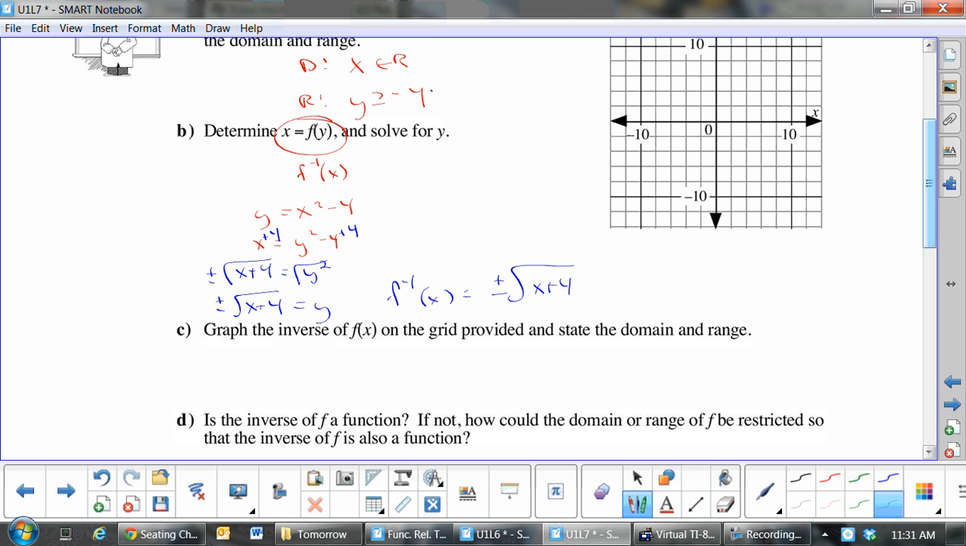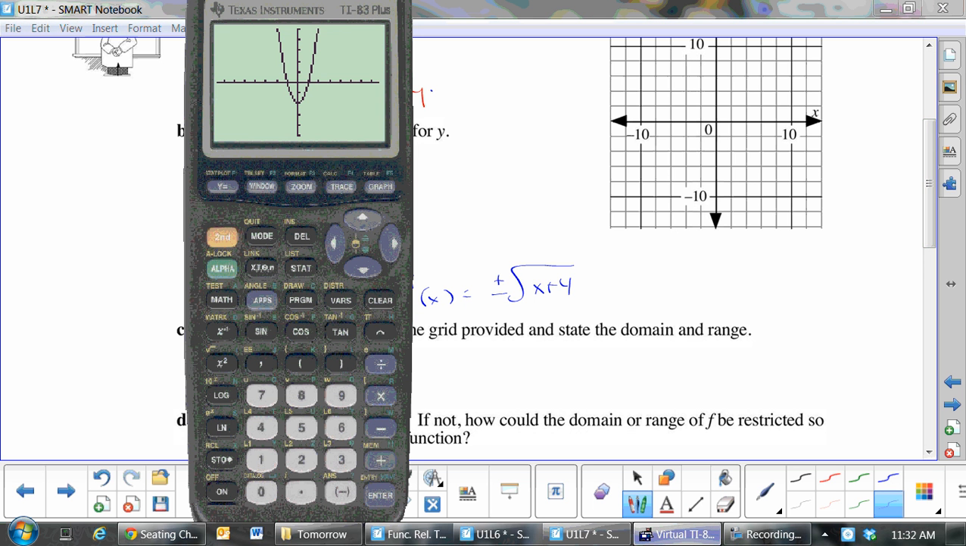Now, your calculator does not have a plus minus button, so it does take two steps. You're going to put the positive one in, so you go second square root of x plus 4, and then the negative of the same thing, square root of x plus 4.